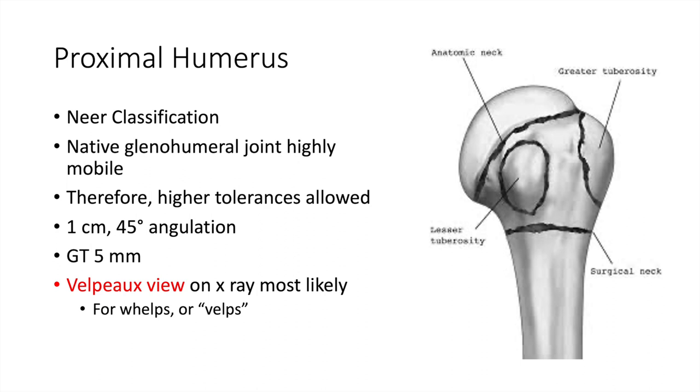Another common question you might get asked is, what view would you want to see on x-ray if an axillary is not possible? That can be because the patient is in pain, and so you can get a Velpeau view. I think of it as Velpeau for whelps or Velps.